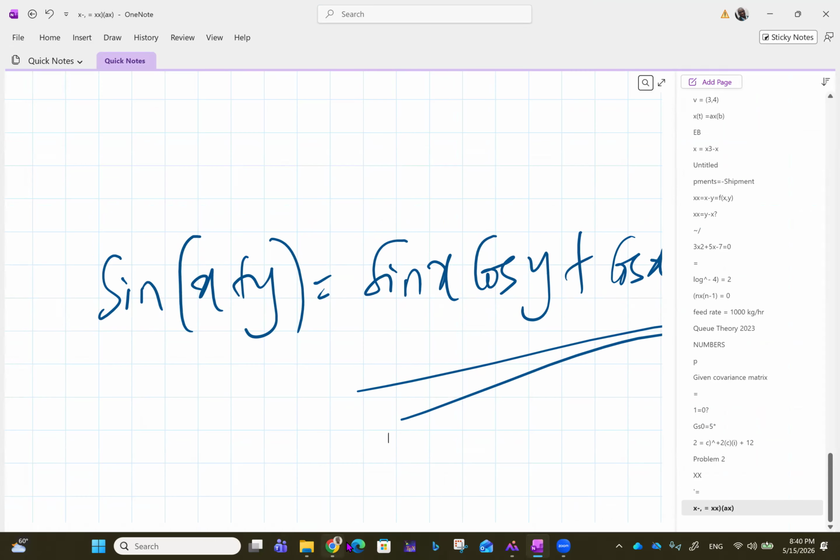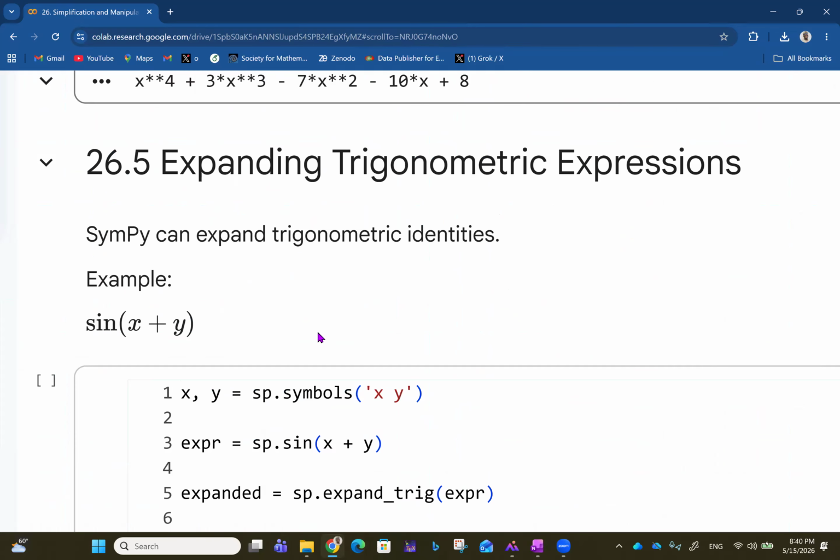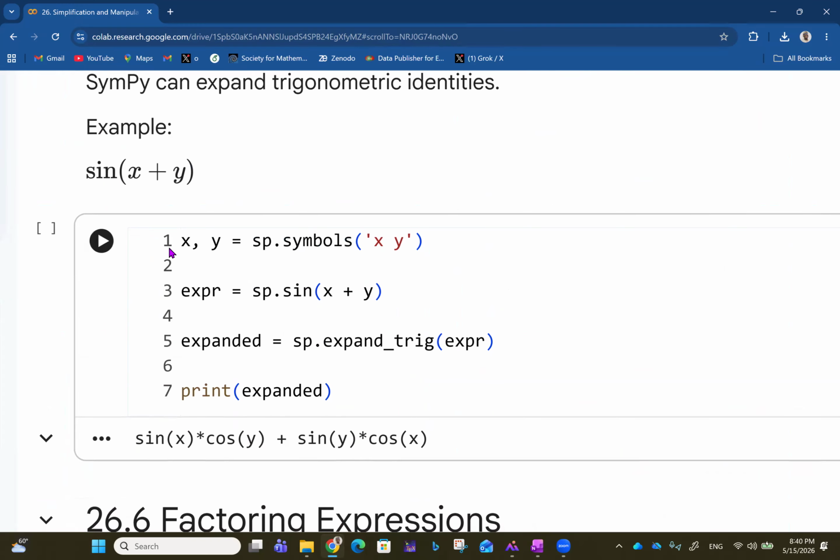So SymPy can do the same thing. You set up the symbols x, y, sp dot symbols x space y. Expression is sp dot sine x plus y. Expanded, and you have sp dot expand underscore trig expression. So print, you have expanded. So in this case now it is expand underscore trig. That's the keyword here. Very important.